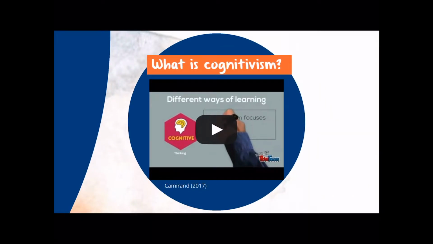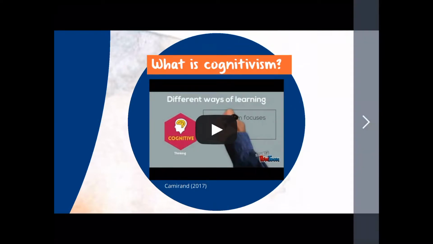And then here's another great video that discusses what cognitivism is. It talks a lot about how cognitivism focuses on different kinds of learning, and a big comparison in cognitivism is comparing the brain to a computer.